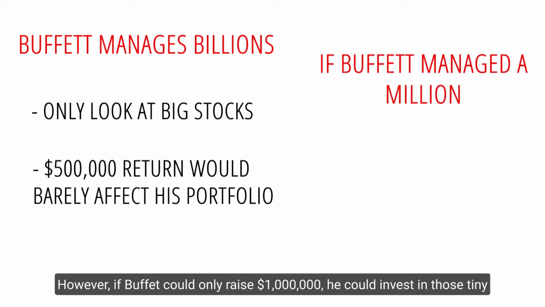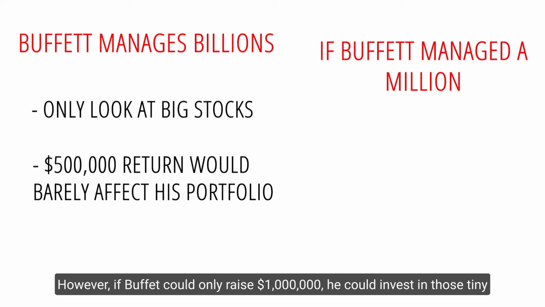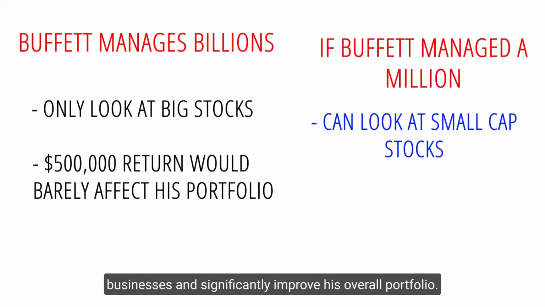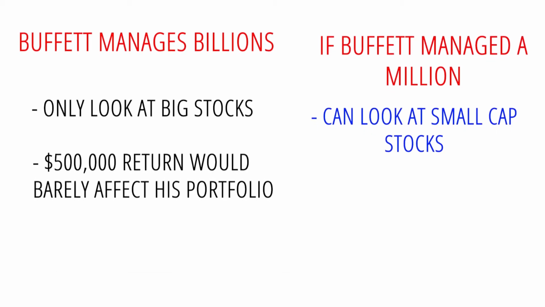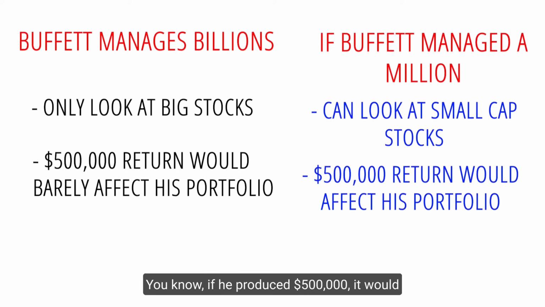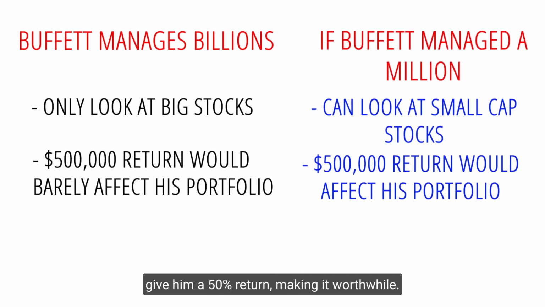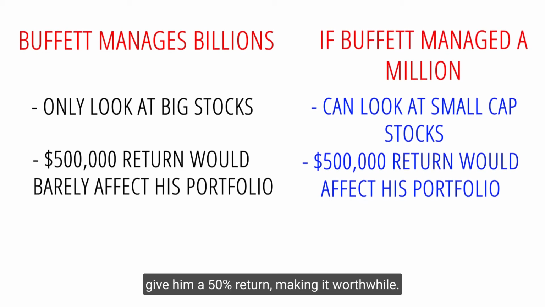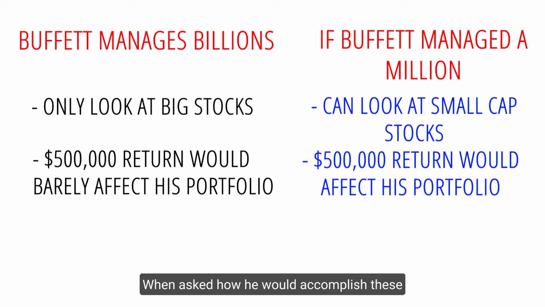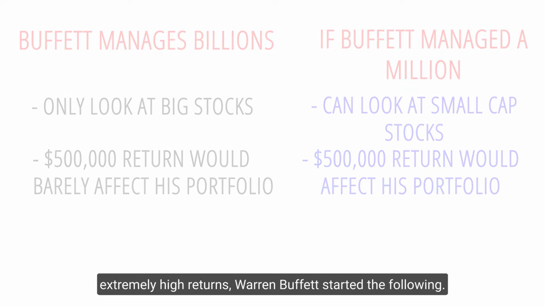However, if Buffett could only raise $1 million, he could invest in those tiny businesses and significantly improve his overall portfolio. If he produced $500,000, it would have an impact on his entire portfolio and give him a 50% return, making it worthwhile. When asked how he would accomplish these extremely high returns, Warren Buffett said the following.